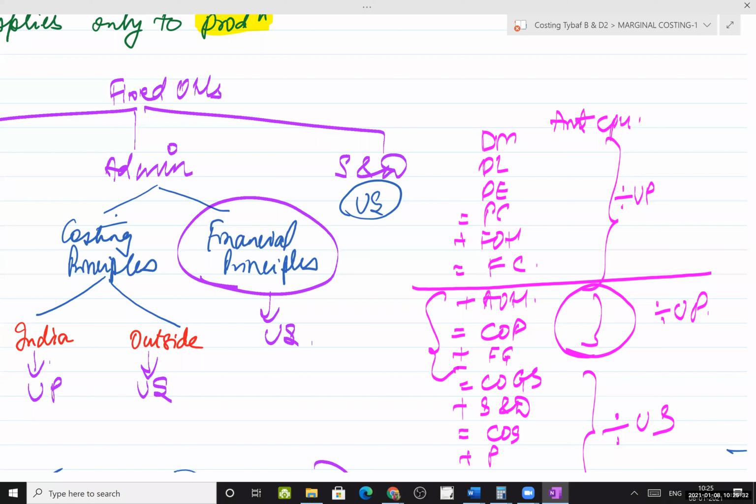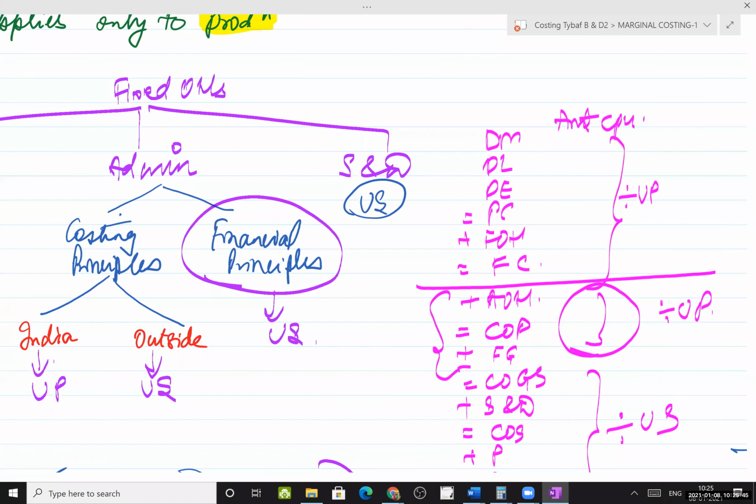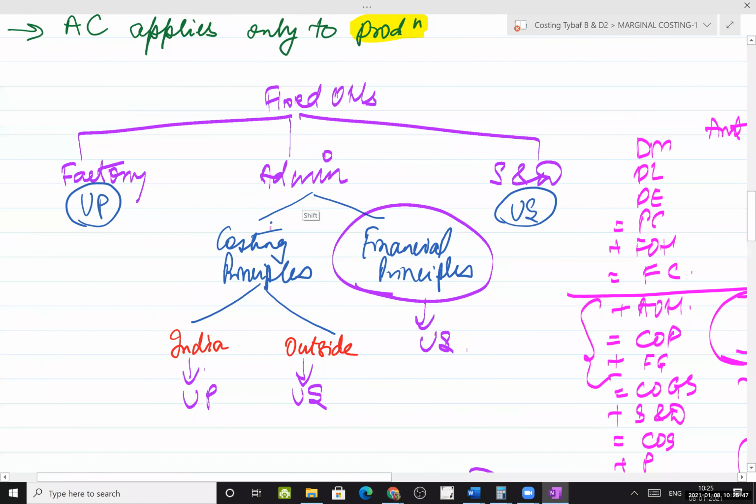But what about admin overheads? Admin overheads, again it's dicey. It can be units produced also, and it can be on the basis of units sold also. You can have both approaches. So look here. For admin overheads, I'm talking about only fixed overheads. I'm not talking about variable here.